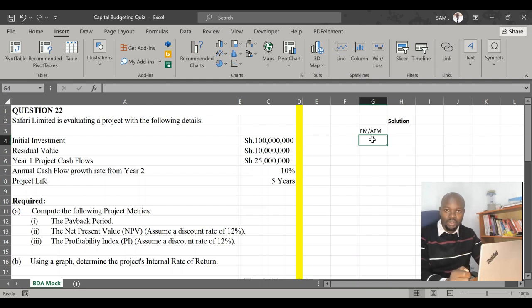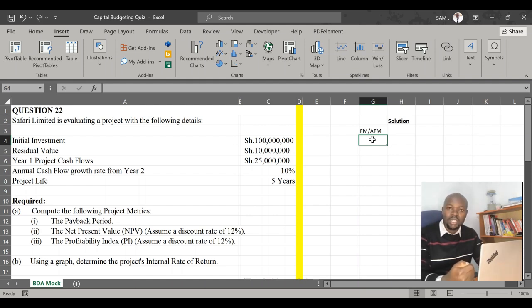What is project evaluation? This is where, as a firm or as a company, you want to invest in a project, and then you ask yourself whether the project is viable or not. So there are various techniques that are normally employed to make a decision whether you would go ahead to invest in that project or not. That's why we call it project evaluation techniques.